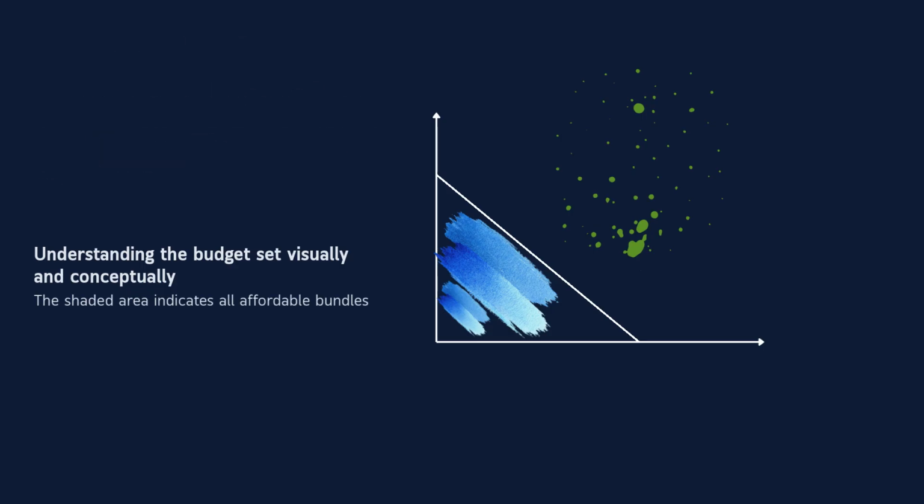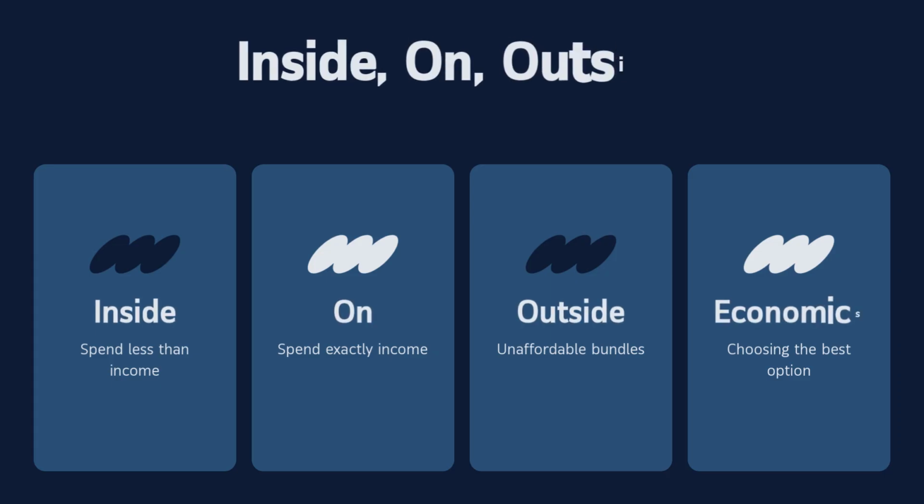Points inside the budget set mean you spend less than your income. And points on the budget line mean you spend exactly your income. And points outside the budget set, you cannot afford them. So economics is about choosing the best affordable option, not the best imaginable one.